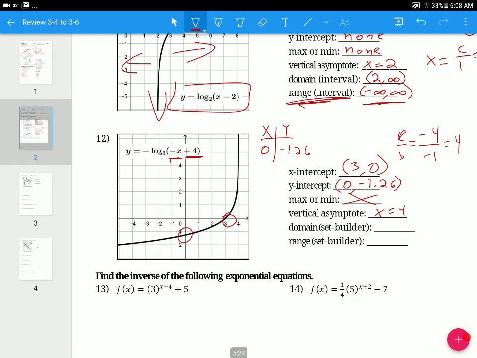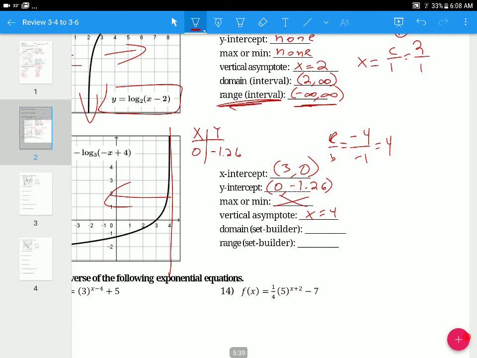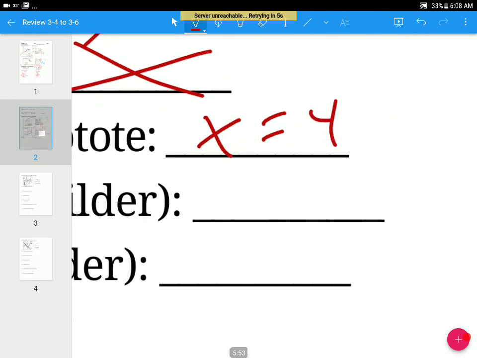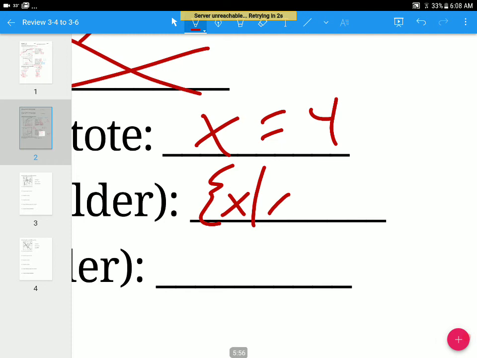Your domain is, again, from that asymptote to the left or the asymptote to the right. In this case, we're going from the asymptote to the left. So in interval notation, that would be negative infinity up to 4, because it's going to the left forever. In set builder, if we're going to the left, we are less than 4. So x such that x is less than 4. And it doesn't have the or equal to because it can't be on the 4. That's where the asymptote is, so you cannot be equal to it.